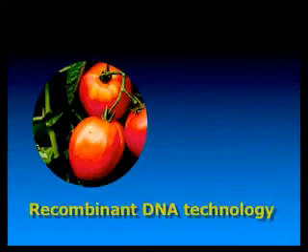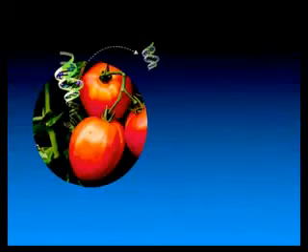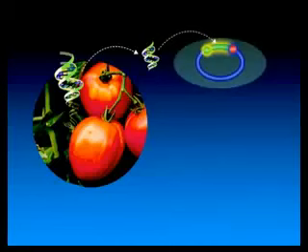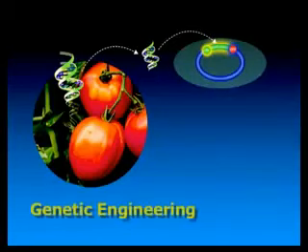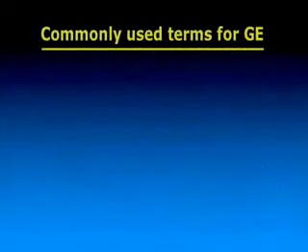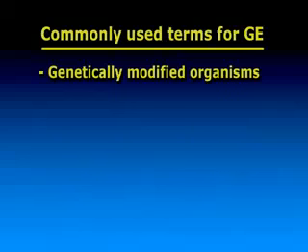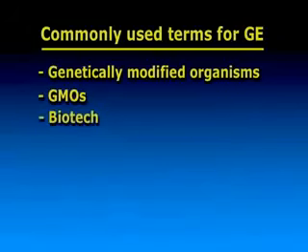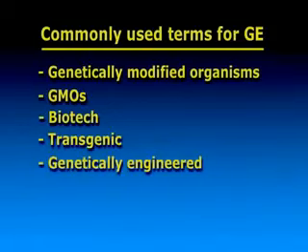Recombinant DNA technology refers to the process in which scientists use molecular scissors to cut out fragments of DNA and then paste them back together. Genetic engineering is the term used to describe the transfer of that recombinant DNA sequence into the genome of a living organism. Organisms formed in this way are referred to in a variety of ways, including genetically modified organisms, or GMOs, as biotech, as transgenic, as genetically engineered, or simply GE.